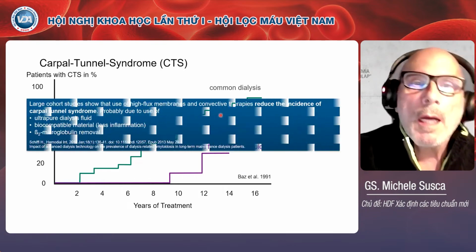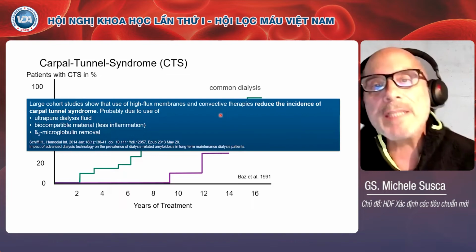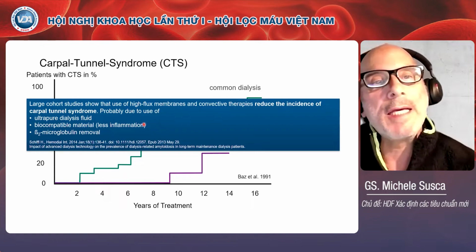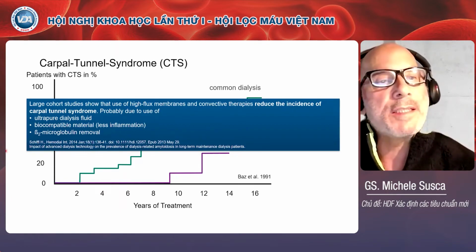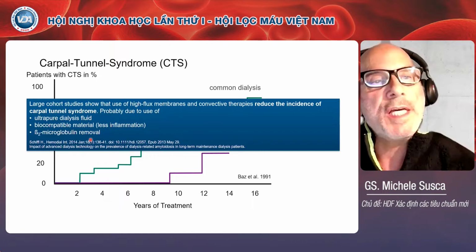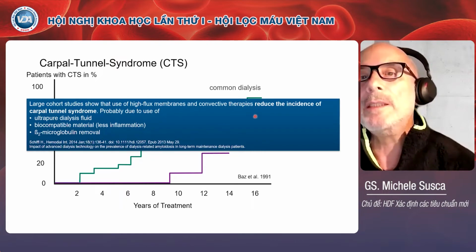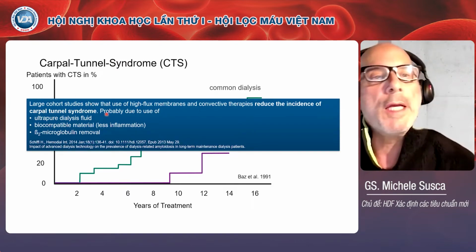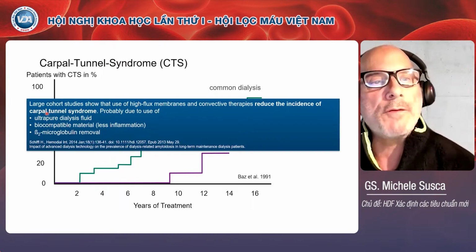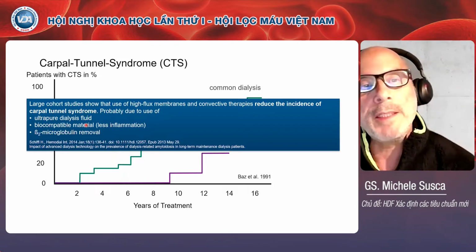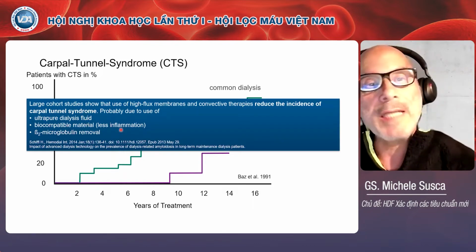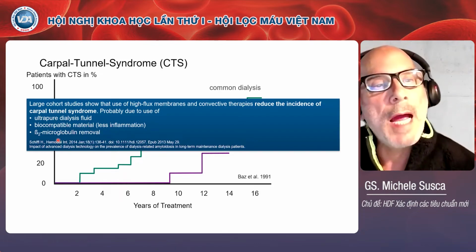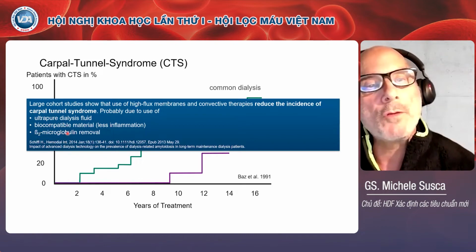Meanwhile, in recent years, this has been confirmed in other studies, like this study from 2014. It showed a reduced incidence of carpal tunnel syndrome, and this is probably due to ultrapure dialysis fluid, due to biocompatible material, as I told you, causing less inflammation. Synthetic membranes, polysulfone membranes, are quite good for that, and due to removal of beta-2 microglobulin.